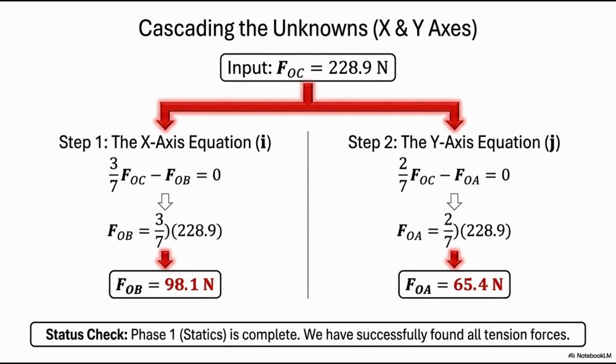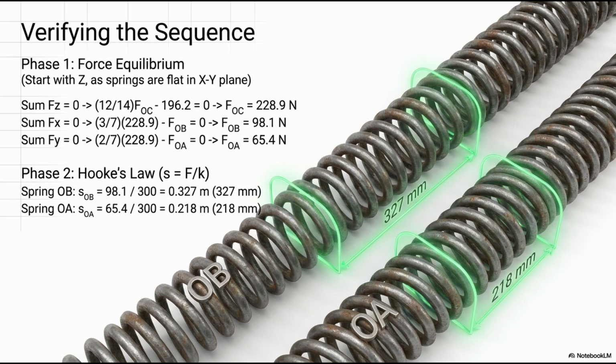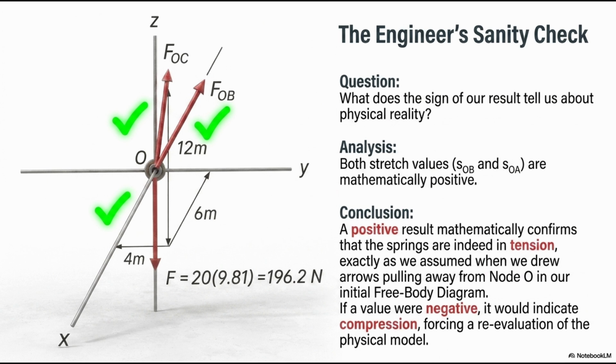With the tension in rope OC known, we substitute it into the horizontal x and y balance equations to directly yield the tensions for spring OB and spring OA. Finally, we apply Hooke's law, dividing each spring's force by the stiffness, which gives the respective stretch values. Both values are positive, confirming continuous tension in the members.